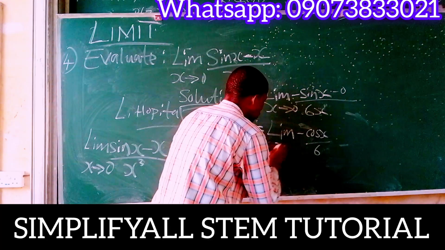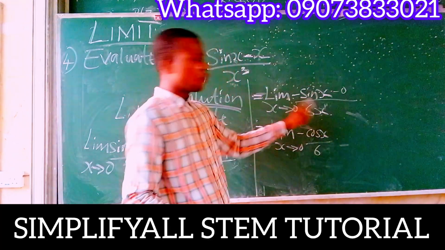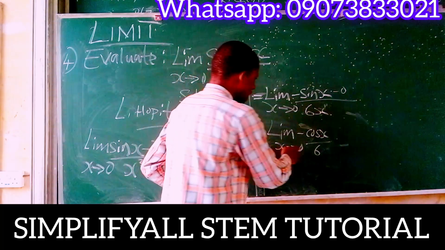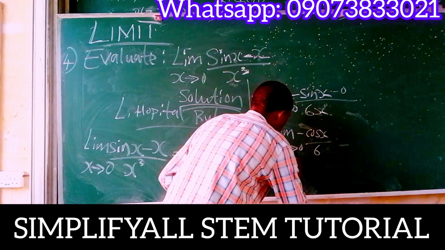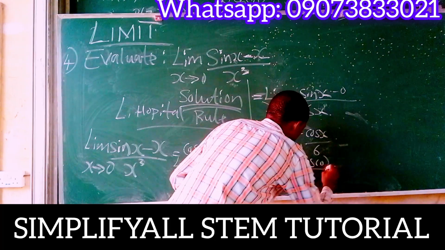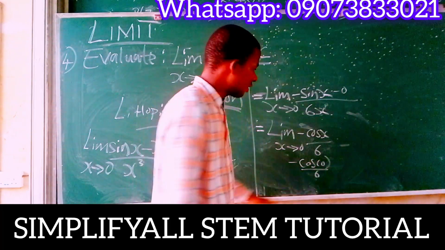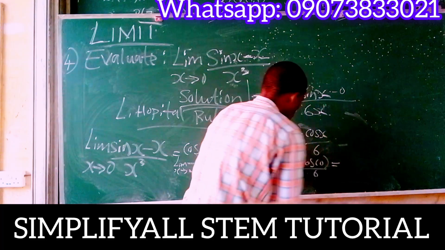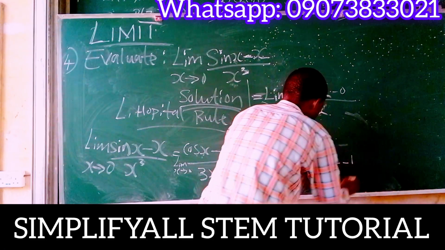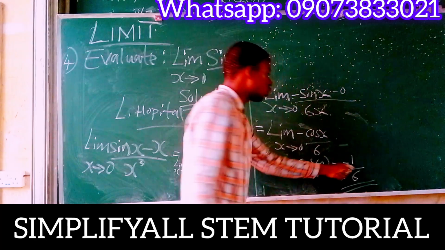And we know that x tends to 0, right? Now you can substitute this into the function. So if you substitute as x tends to 0, you are going to have minus cos 0, all over 6. Cos 0 is 1, right? But we have a minus here. So you're going to give us minus 1 all over 6. So the final answer becomes minus 1 all over 6.